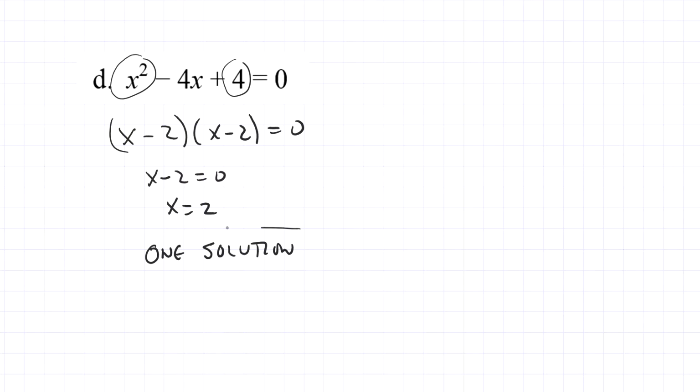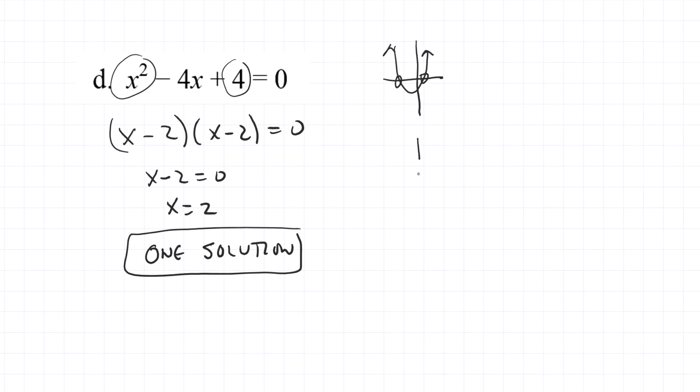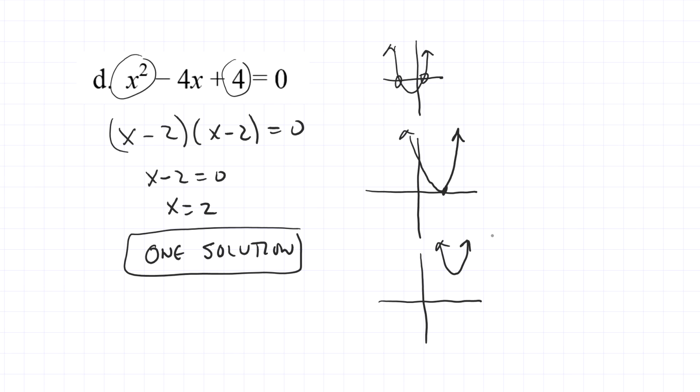And remember, a lot of times when we get a quadratic, we expect to get two solutions, but remember there are three situations that can occur. Your quadratic can cross and you get two solutions, and in this situation we touch and we get one solution, or we could also get a quadratic that doesn't cross, and that would be no solution.